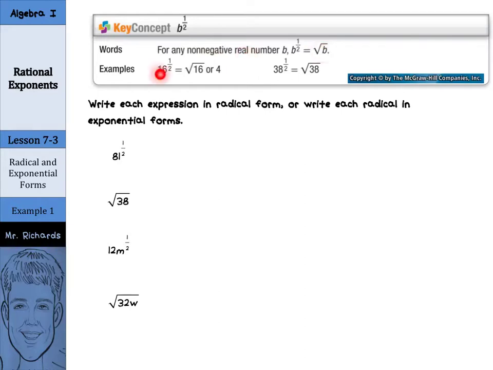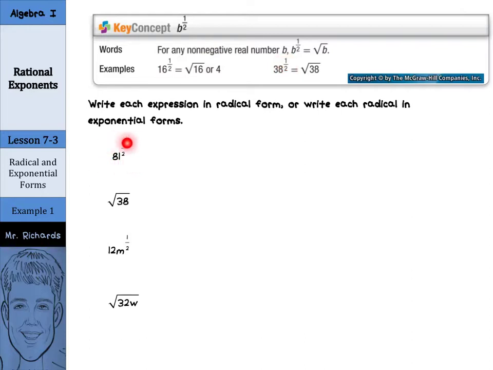So 16 to the 1/2 power is the square root of 16, which we can simplify to 4. We could also say 38 to the 1/2 power is just the square root of 38, which we cannot easily simplify, so we would just leave it as the square root of 38. In our directions, write each expression in radical form or write each radical in exponential form.